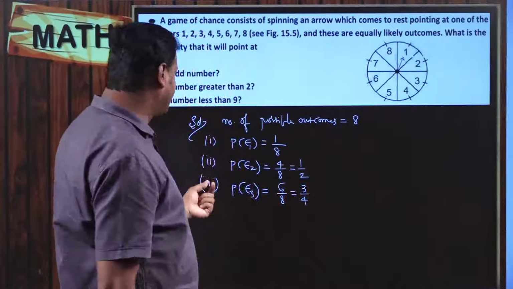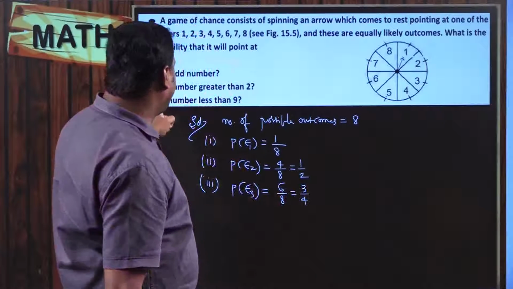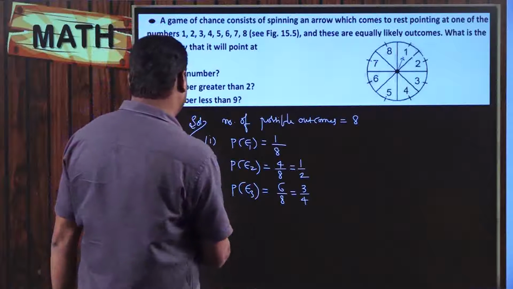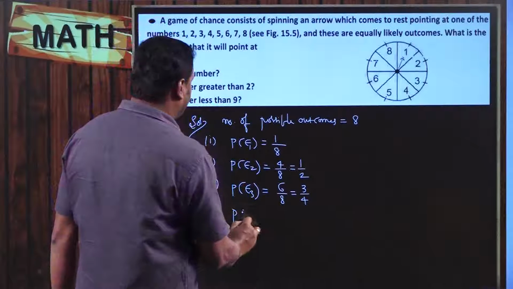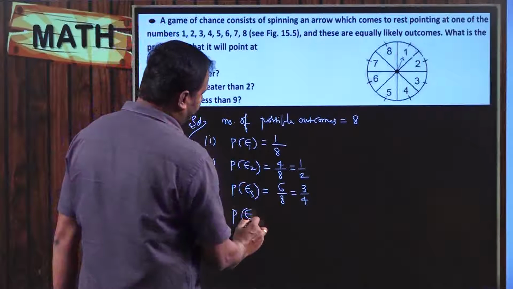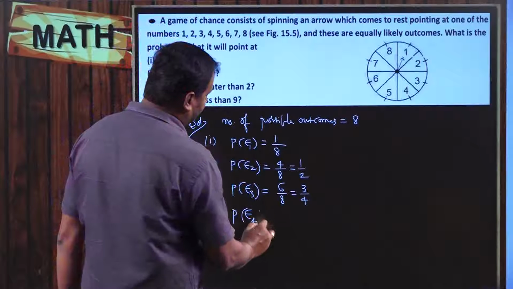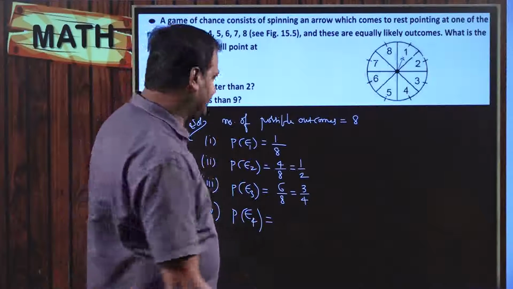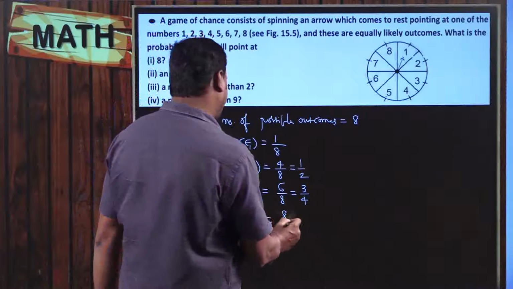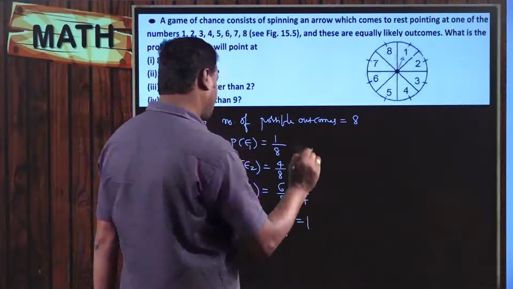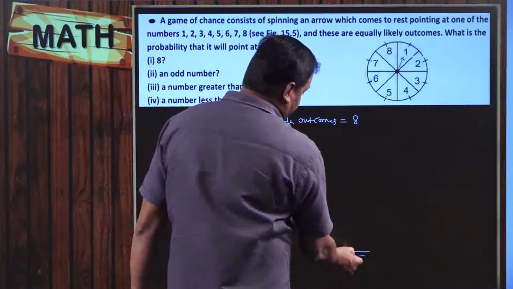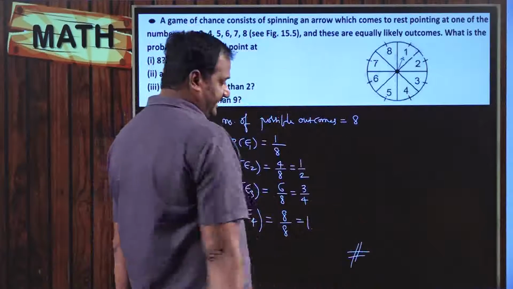Right? The number greater than 2 and a number less than 9. A number less than 9 in the sense, how many numbers are there totally? The total number of numbers is equal to 8 and every single number is less than 9 only, no? Every single number is less than 9 only. So therefore 8 divided by 8 which is equal to 1. So this way we can find out the probability in different cases.